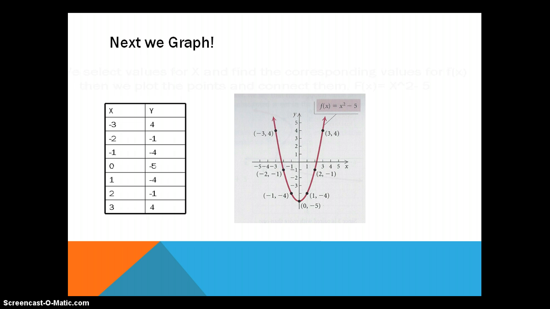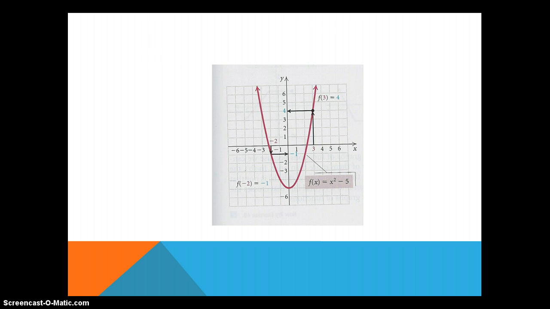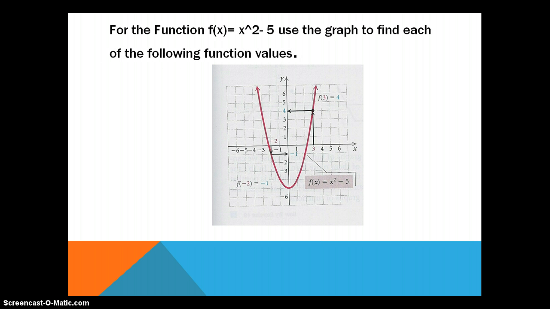Next, we graph. We select values for x and find the corresponding values for f of x. Then we plot the points and connect them. f of x equals x to the second minus 5. For the function f of x equals x to the second minus 5, we use the graph to find each of the following function values.